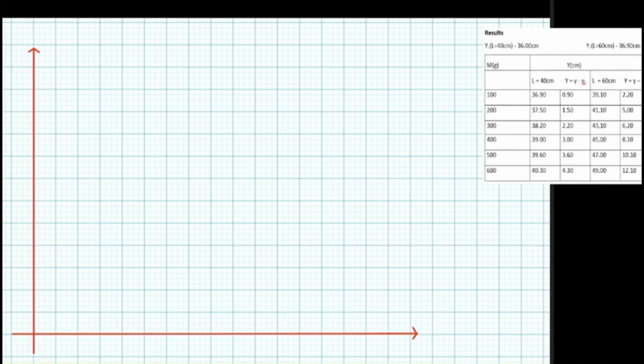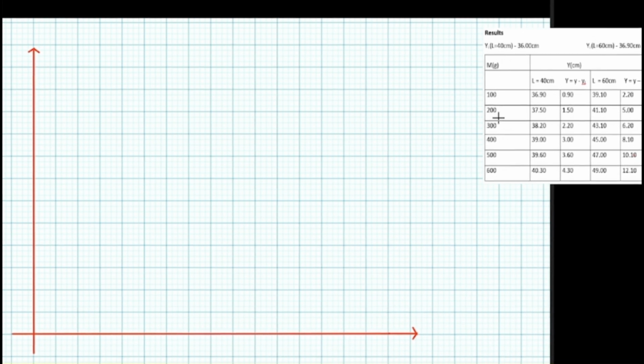Look at my graph paper here, and then look at my axis. I have my vertical and my horizontal axis, and you can see it's covering almost everything on the graph paper. So that's how it's supposed to be. So the first thing you need to do in graph plotting is to draw your axis, the vertical axis and the horizontal axis.